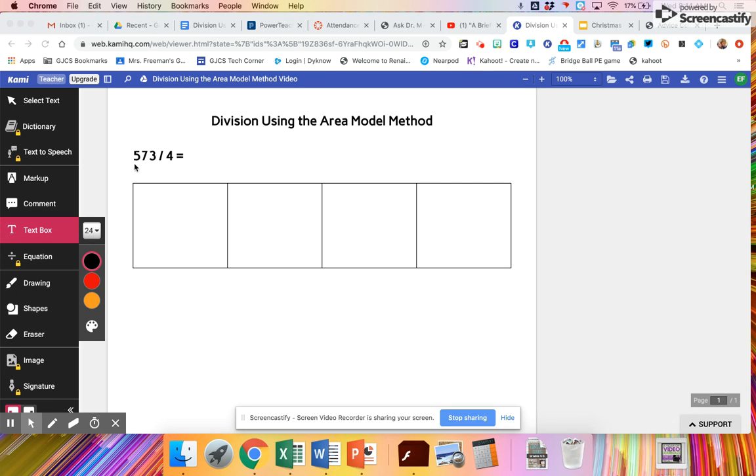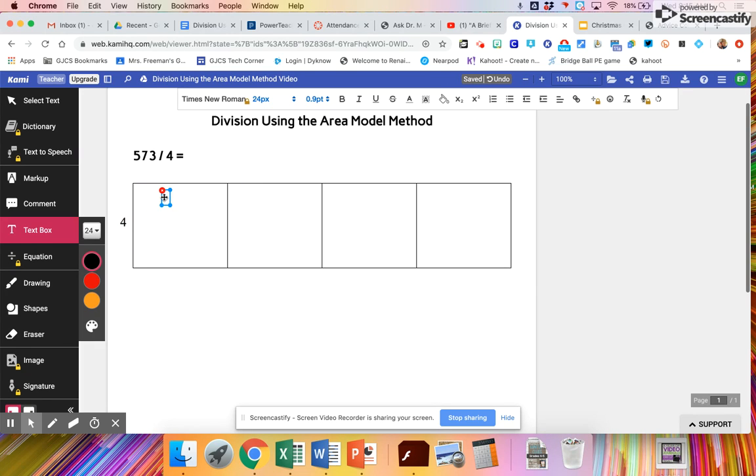So let's say that my problem is 573 divided by 4. To set up the area model, I've been teaching the students to just use those same boxes, and sometimes I have them prepared, and sometimes we've just been drawing them, and they've done great with both. But basically, to set things up, we want to put our divisor, which is a 4, out to the side, and then our 573 in the box. I keep telling the kids kind of towards the top because we'll be doing some other work in the box here as well.